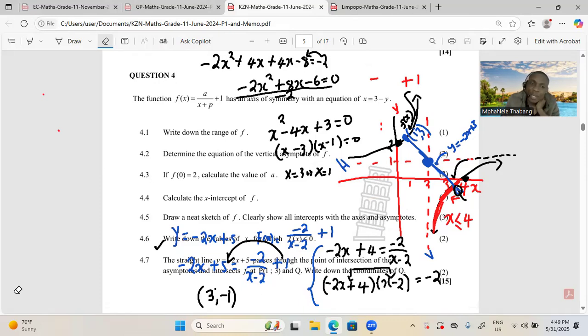I think this hyperbola function was interesting. Something like this can come in your exam.